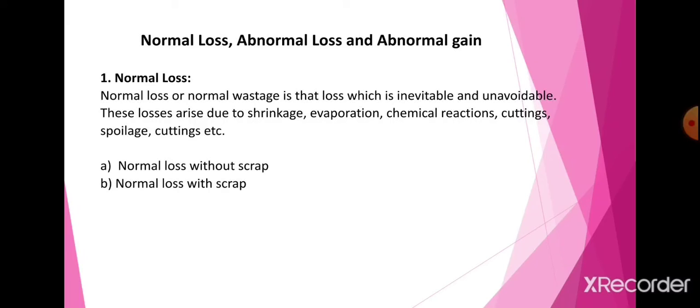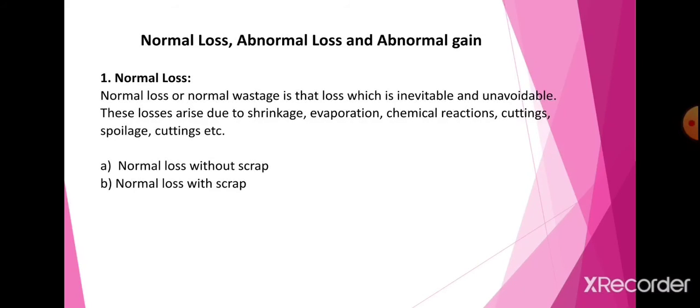The normal loss is recorded only in terms of quantity, and the cost per unit of usable production is increased accordingly. Where the scrap possesses some value as a waste product or as raw material for the earlier process, the value thereof is credited to the process account. This reduces the cost of normal output, and process loss is shared by the usable units. Normal loss is further classified into two categories: number 1, normal loss without scrap, and normal loss with scrap.